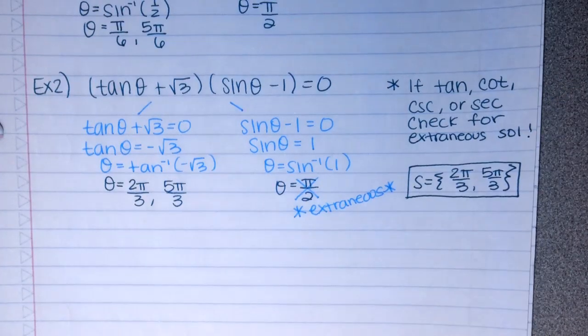Why do I have to check for these particular functions? Because they have undefined on our unit circle. So always be careful. If it's sine and cosine, you don't really need to check whether the solutions work. But if you have tan, cotangent, or any of the reciprocals, you need to check and make sure it works. Okay?